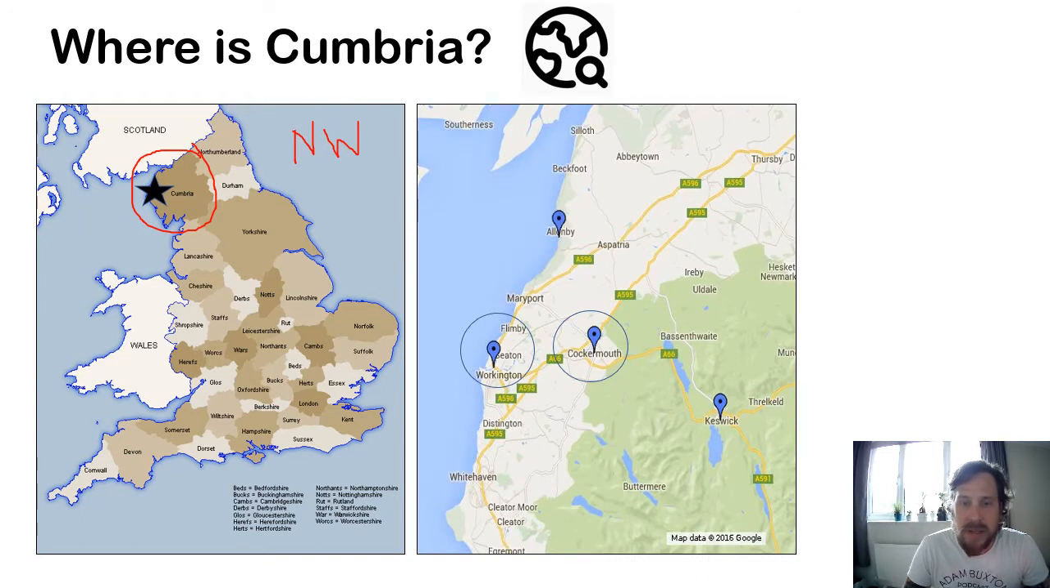If we have a little bit of a closer look, there are two towns that were flooded badly. We've got one called Workington on the left, and on the right the main one called Cockermouth. So it's in the northwest of England, and the town was called Cockermouth.